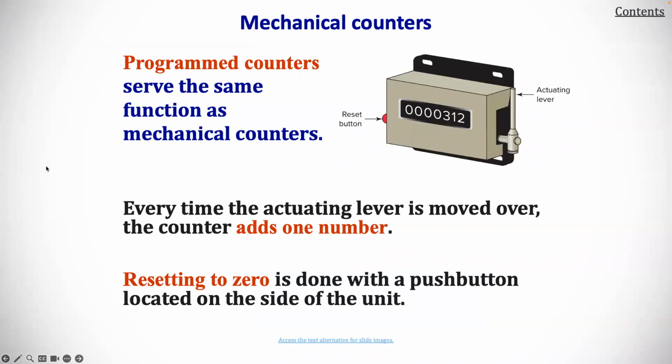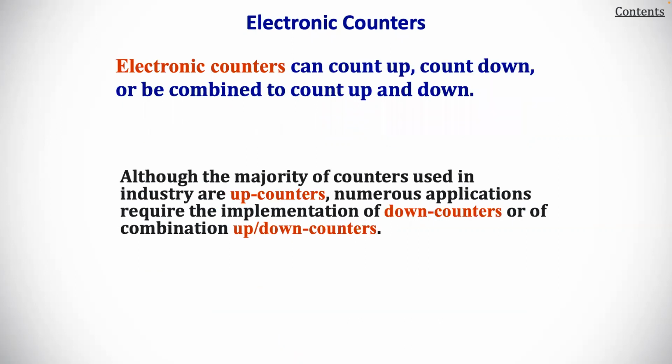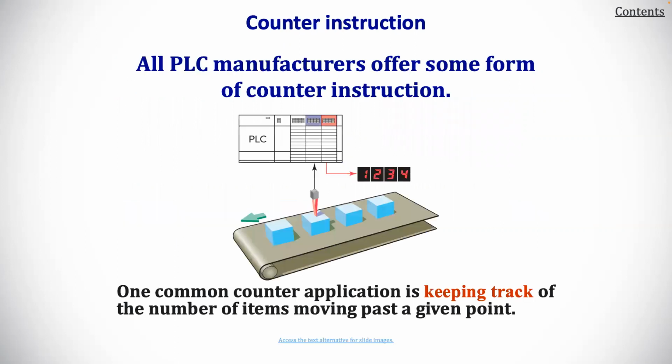And programmed counters serve the same function as mechanical counters. Every time the actuating lever is moved over, the counter adds one number. Resetting to 0 is done with a push button located on the side of the unit. Electronic counters can count up, count down, or be combined to count up and down. Although the majority of counters used in industry are up counters, numerous applications require the implementation of down counters or a combination of up and down counters.